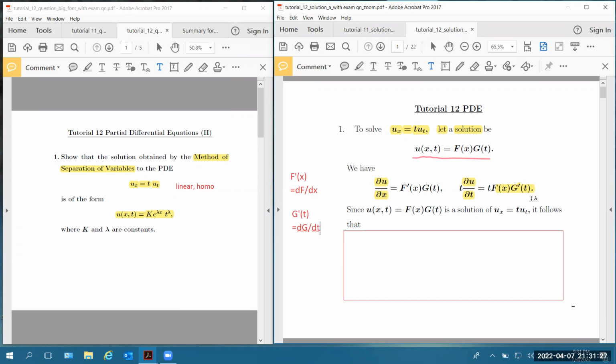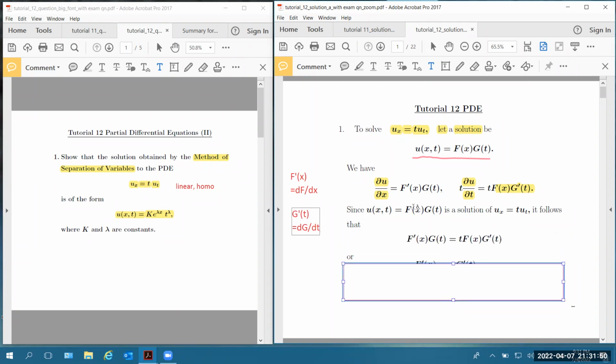Now since you say that your u is a solution, solution means when you put it into your PDE, the left hand side must be equal to the right hand side. This is the left hand side, and this one is the right hand side. So it is a solution, so left hand side must be equal to right hand side. So you put this one equal to this one, and that's how you get to here.